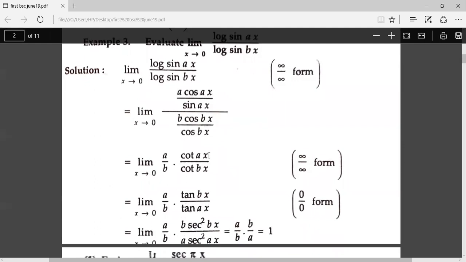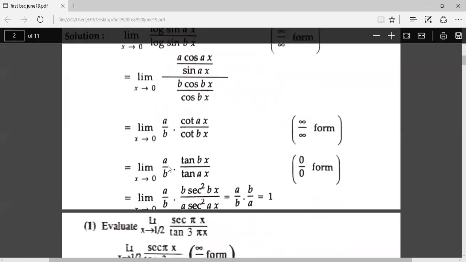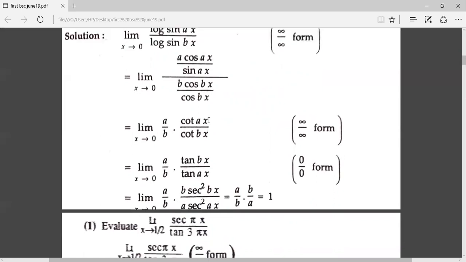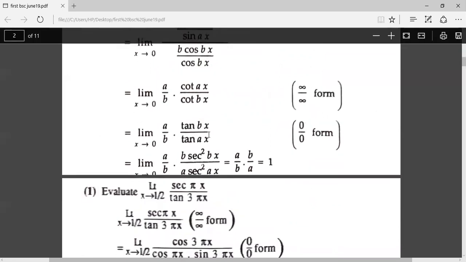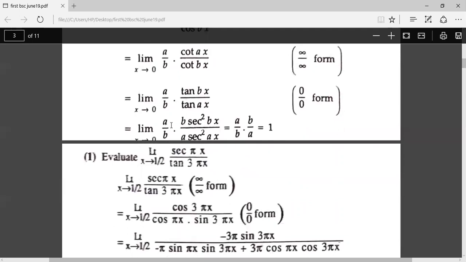When x is 0, cot 0 is infinity, and in the denominator cot 0 is also infinity. So convert cot ax as 1 by tan ax and cot bx as 1 by tan bx. That becomes tan bx divided by tan ax. Now check again what form it is. When x tends to 0, tan 0 is 0, and the denominator tan ax is also 0. It is 0 by 0 form. So again using L'Hospital rule, you have to differentiate this.